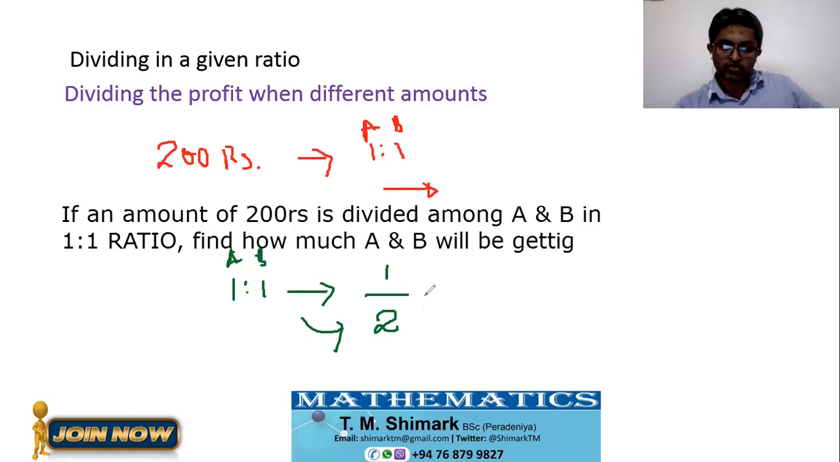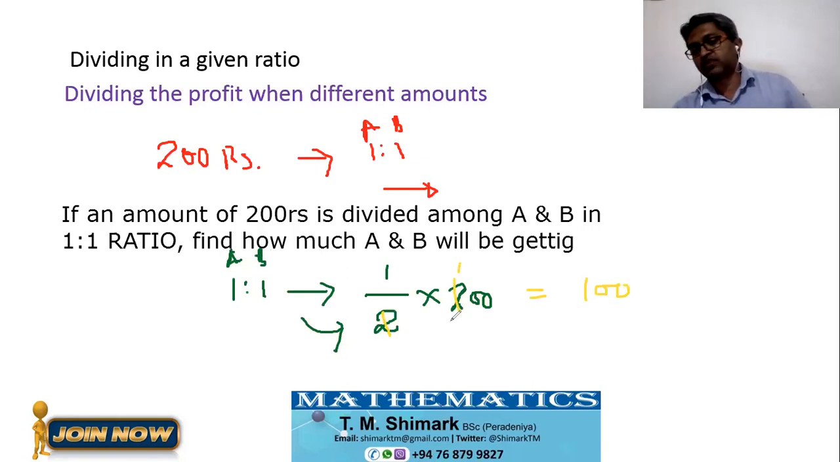We got 1/2, so multiply by 200. So 1 into 100 is 100 rupees. Person A will be getting 100 rupees, and another 100 rupees B will be getting. This is how we divided the money among two people when the ratio is given.